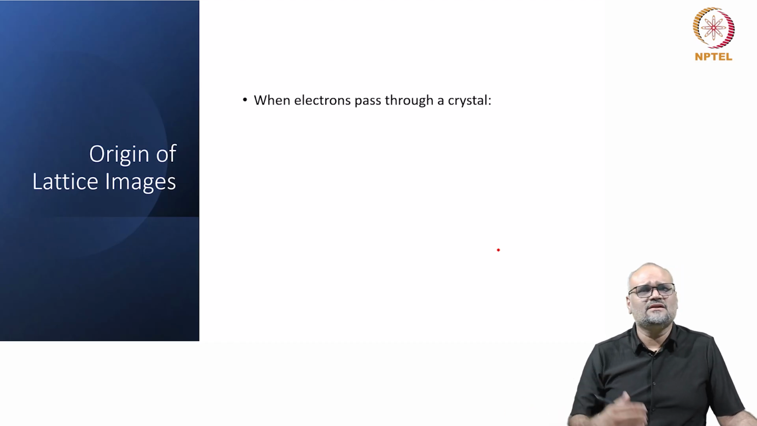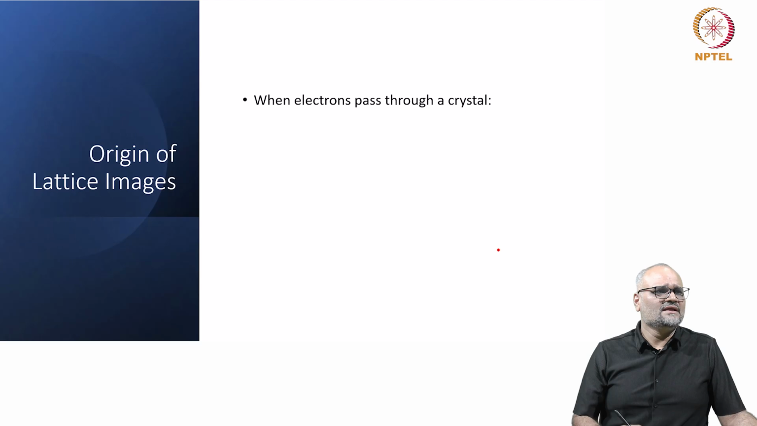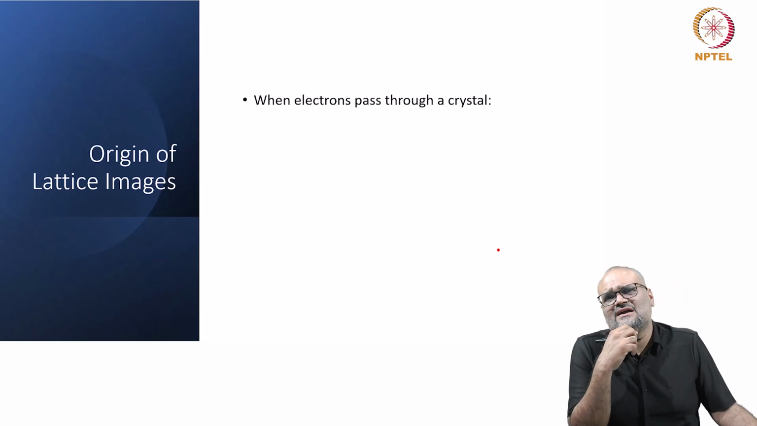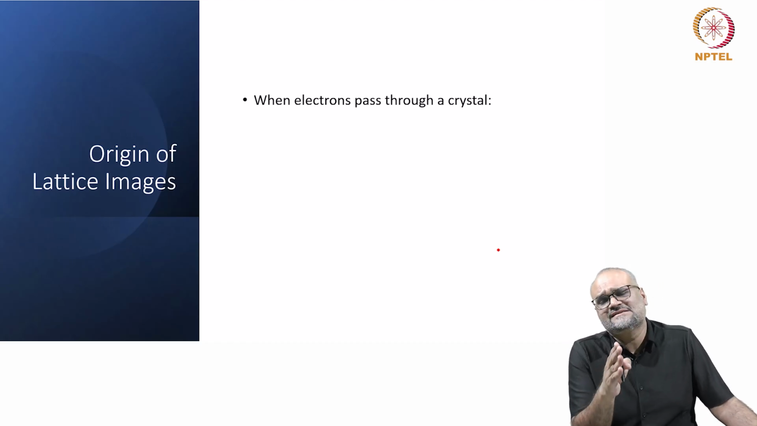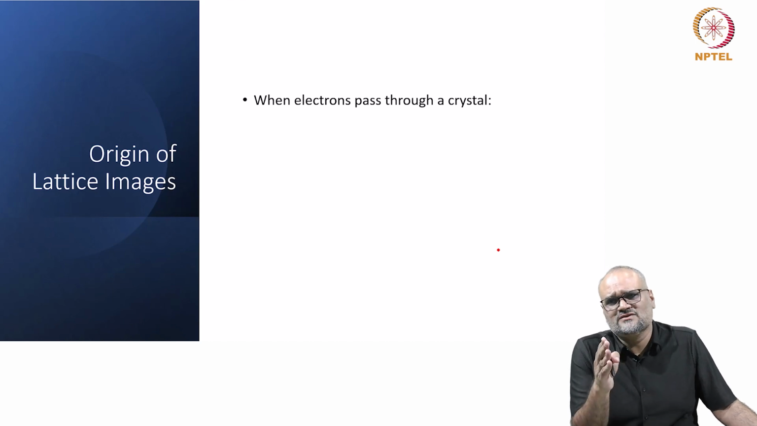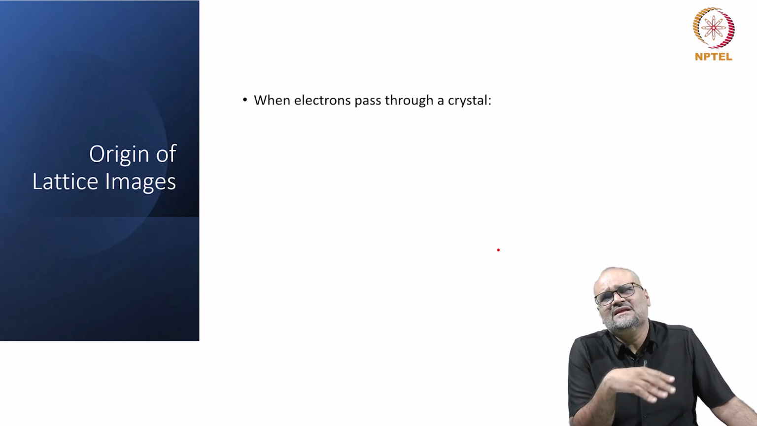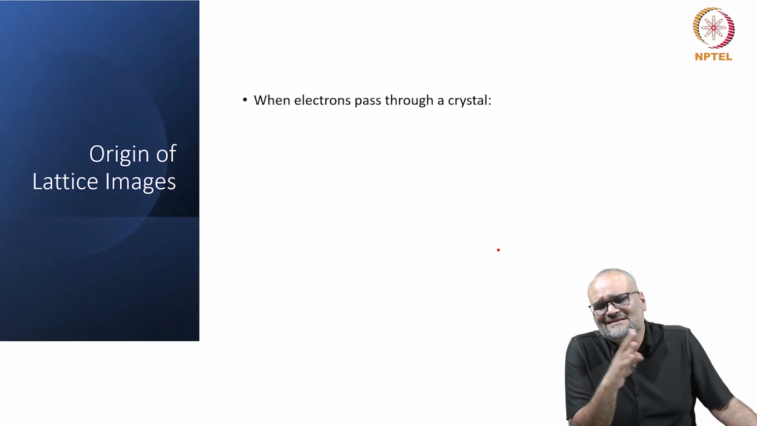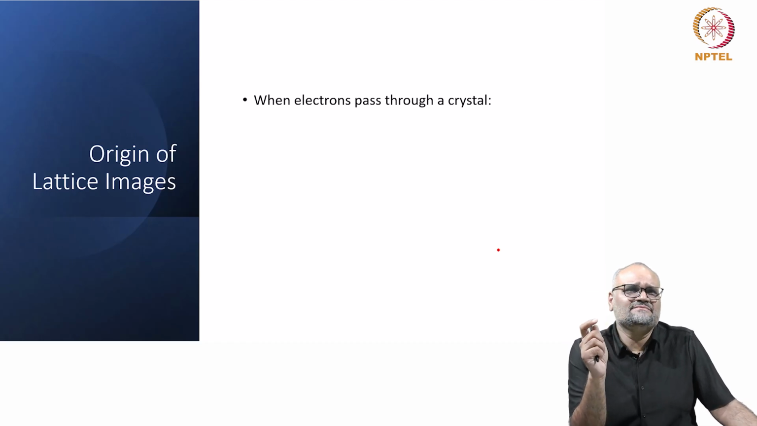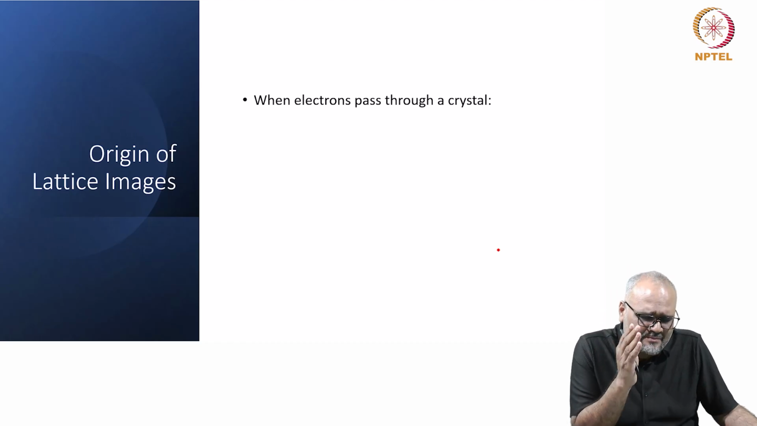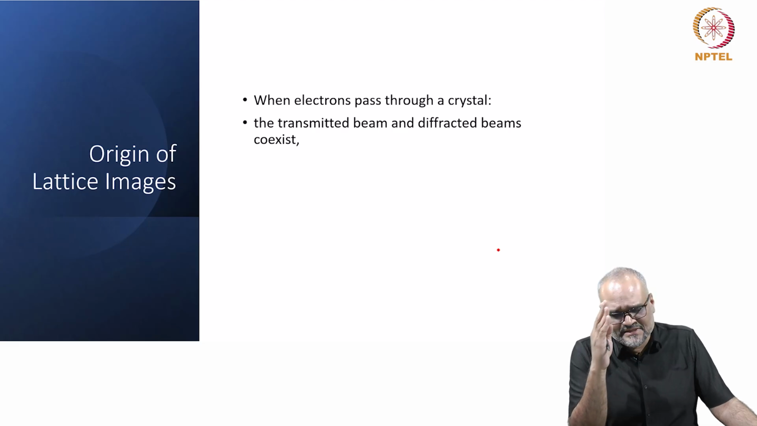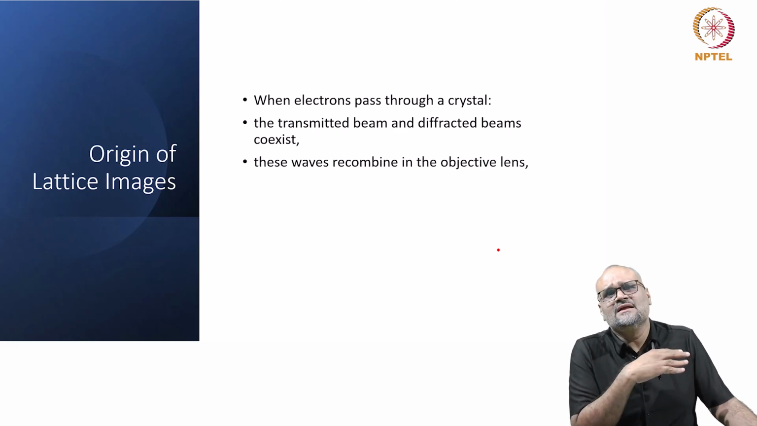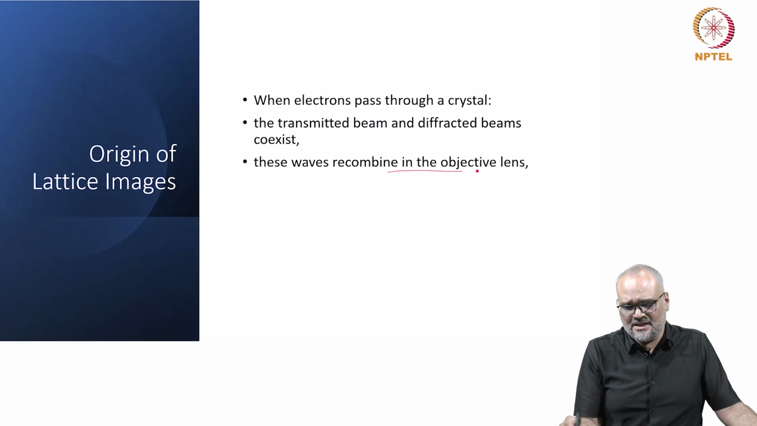So, when an electron passes through the crystal, there is the transmitted beam and the diffracted beam. I am using the term transmitted beam, referring to the beam which is along the principal axis of the electron microscope, that is the central undeviated beam. Some people call it the unscattered beam. That is actually sort of wrong terminology. All the beams in fact are forward scattered and transmitted through the specimen. So, the transmitted beam and the diffracted beams coexist, and these recombine in the objective lens.